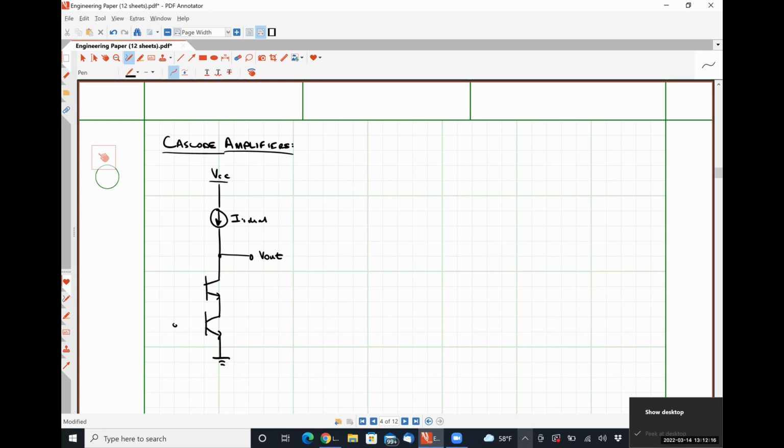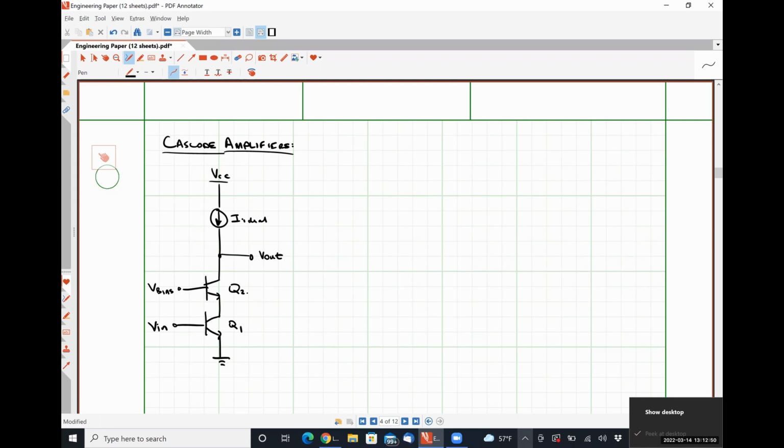And what we do is we apply the input voltage Vin here. So let's call this Q1. So we apply the input voltage at the base of transistor Q1, and we take the output voltage at the collector of transistor Q2, where Q2 is biased as a current source.